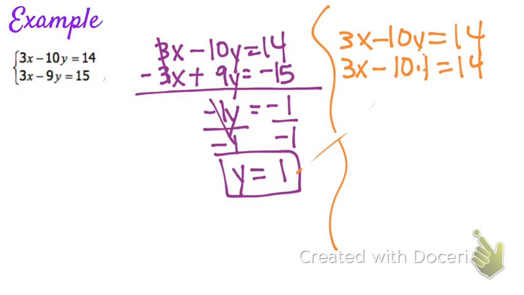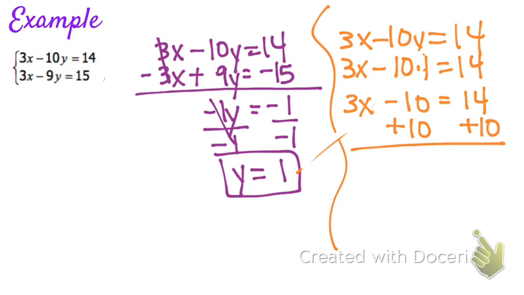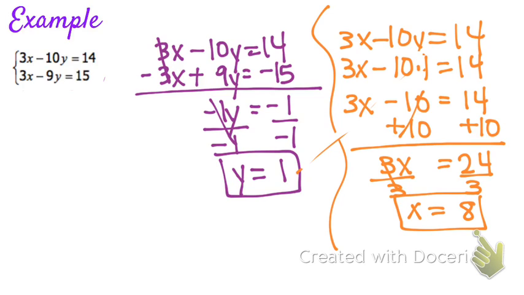Well, before you start moving things around, you always simplify. 10 times 1, that's just 10. So this is 3x minus 10 equals 14. And then when I start solving this for x, I'm going to add 10 to undo subtracting 10. 14 plus 10 is 24. And then we can divide by 3 to undo the multiplying by 3. So y is 1, x is 8. That's the solution to the system of equations.